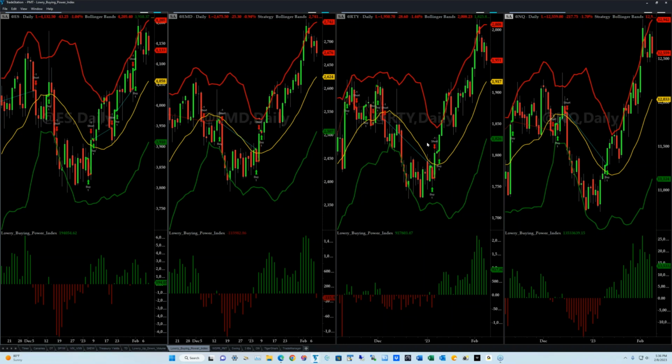Mid caps, Russell is long and NQ is long, the Nasdaq. So it never stays like this. Four of them are long, or four of them short. So maybe we're going to be seeing some choppiness.